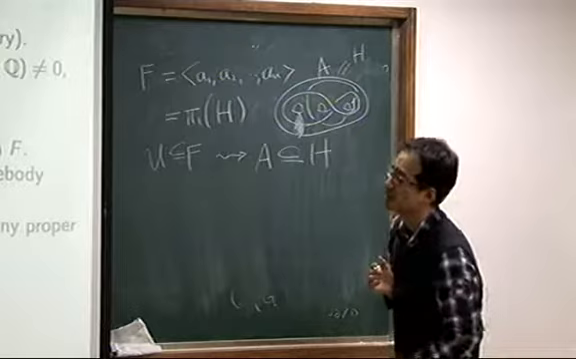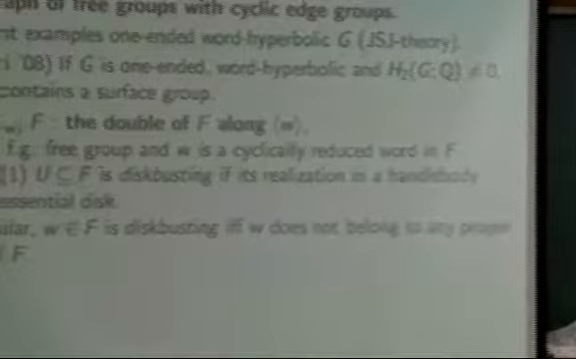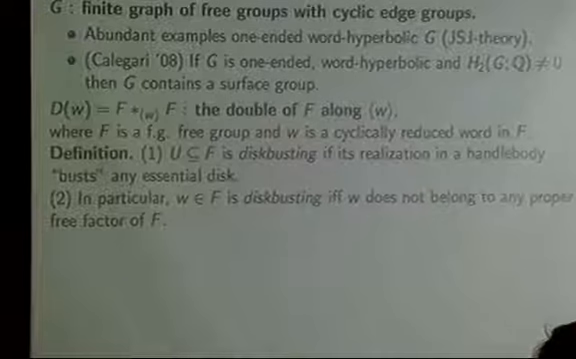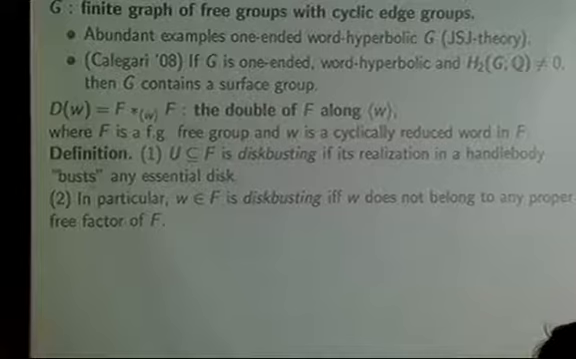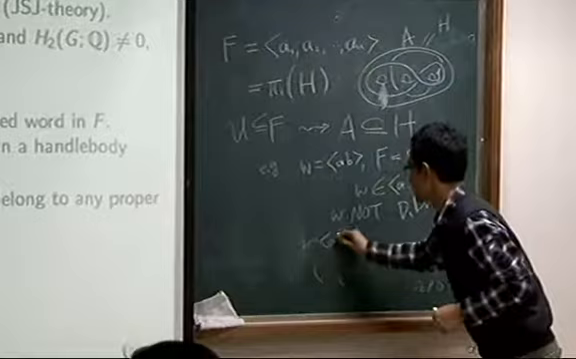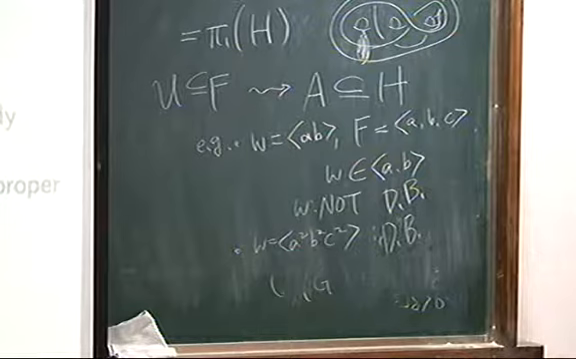And another terminology is, basically one word is disk busting if and only if that realization of the word busts any essential disk. And that has a combinatorial group theoretic implication. That means W does not belong to any proper free factor of F. Just for example, say W is AB, and say the free group is generated by A, B, C. Then W belongs to a proper free factor, AB. So W is not disk busting. But if you consider, say, A squared, B squared, C squared, one can show that this is disk busting.